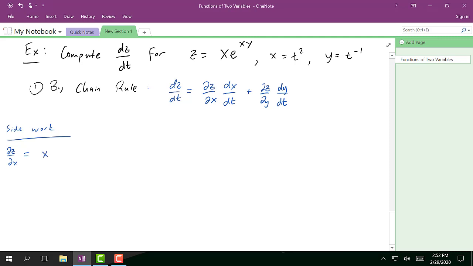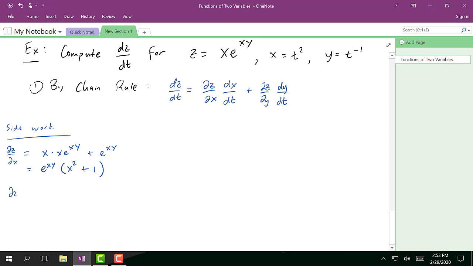x times e to the xy, so we're going to take the derivative of that with respect to x, plus e to the xy times the derivative of x, so just e to the xy. And so we get e to the xy, factor out of both, we're just left with x squared plus 1.